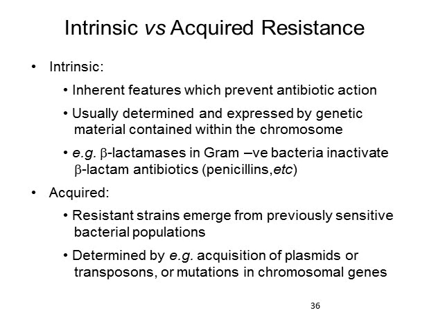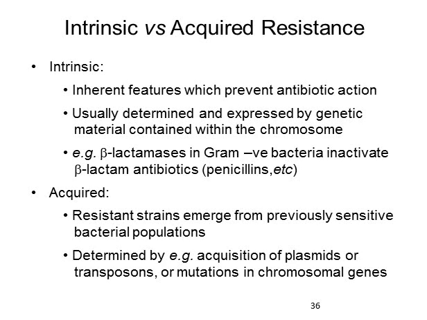Bacteria can have intrinsic and acquired resistance. Intrinsic resistance comprises inherent features which prevent antibiotic action. They're usually determined and expressed by the genetic material contained within the chromosome. For example, beta-lactamases in gram-negative bacteria are capable of breaking down and inactivating the beta-lactam class of antibiotics, which includes penicillins.